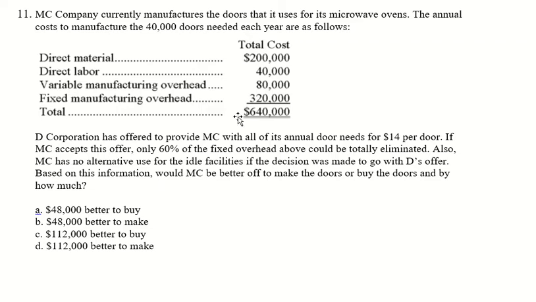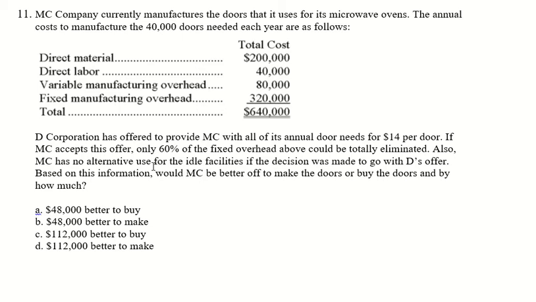So 60% of this fixed overhead is traceable. Everything else will be irrelevant because it couldn't be eliminated. It would be on both the make or the buy side and would be irrelevant to decision making. So only 60% of this is going to be the relevant part that I'm going to consider, because if we didn't make it, then we could eliminate only 60% of this.